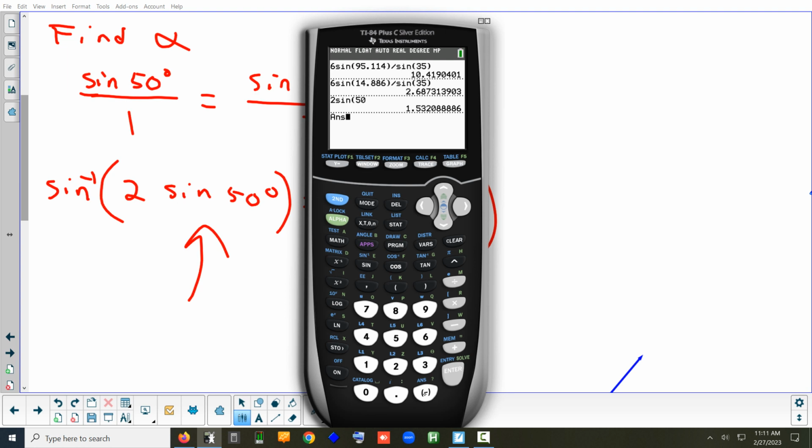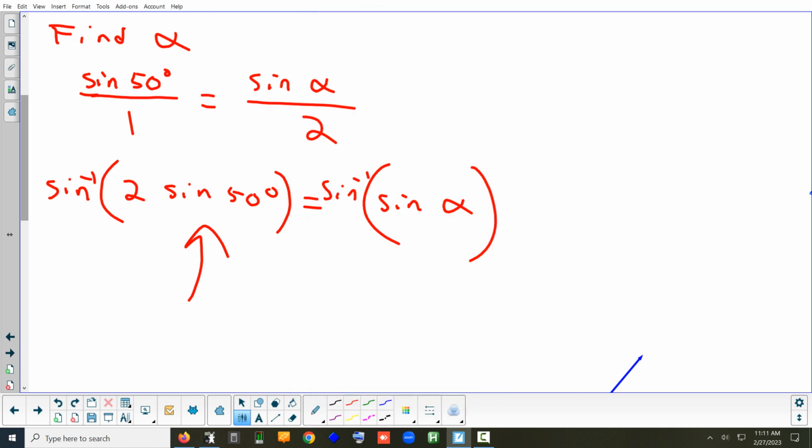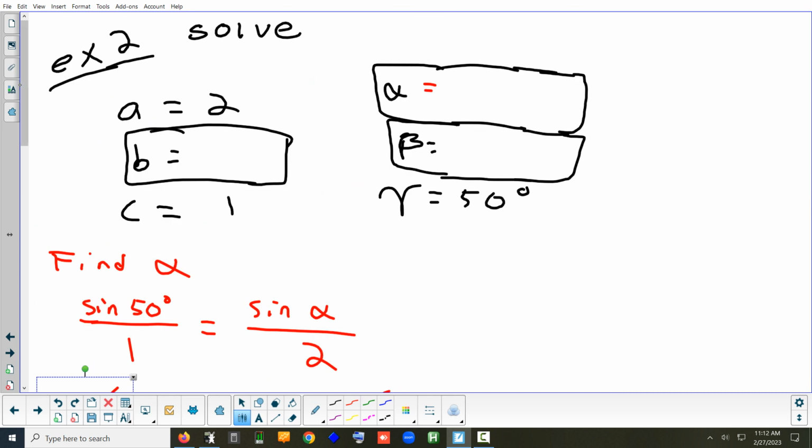So if I try to take the inverse sine of 2 sine 50, what's going to happen? Yeah, it's going to give me an error. It's going to give me a domain error because you're trying to take the inverse sine of something that's bigger than 1. So what do you think that means when you're trying to solve for alpha? There's no solution. It's not possible to get a solution.